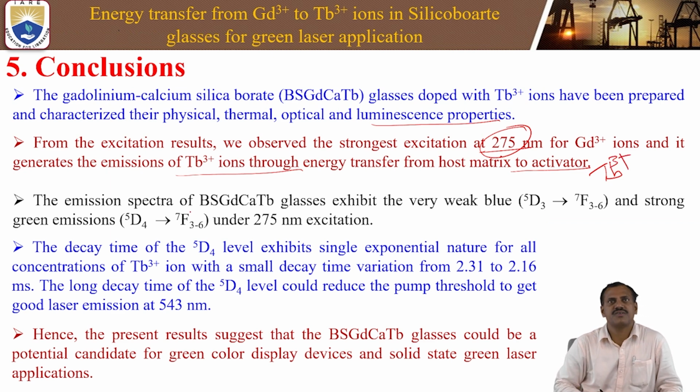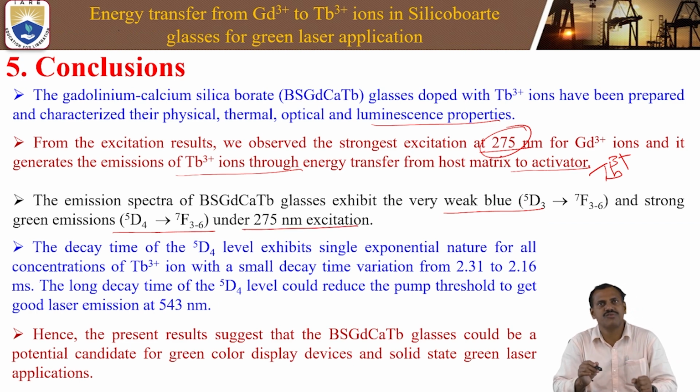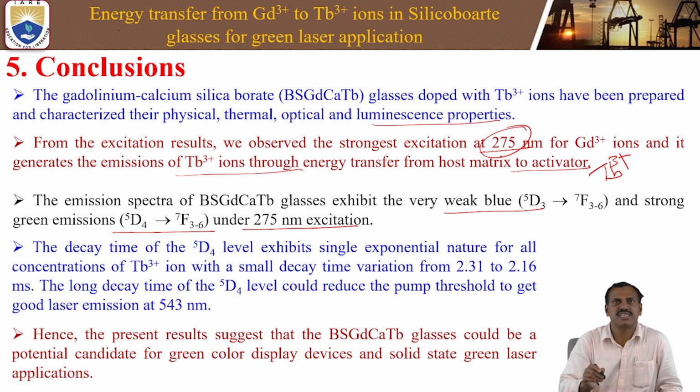The emission spectra of the silicoborate glasses exhibit weak blue emission, that is 5D3 to 7F3, 7F4, 7F5, 7F6, and the strongest green emission, 5D4 to 7F3, 7F4, 7F5, 7F6, under excitation of 275 nanometers. So we observe the weak blue emission and strong green emission. That is why these terbium-3+ doped glasses can be used for green display device applications.